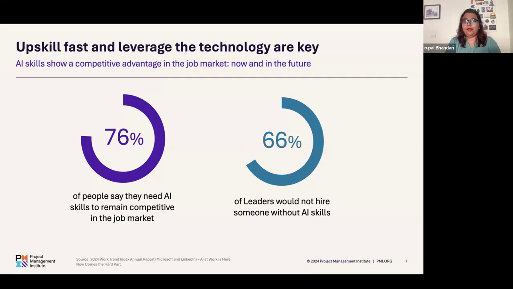And this report says that upskilling is very, very important for people in the Gen AI space today, and they are seeing that. 76% of people say they need AI skills to remain competitive in the job market today. And 66% of leaders would not hire someone without an AI skill, which is something very, very important for any professional in the workspace today, whether it is a project professional or otherwise. Hence, upskilling fast and leveraging the technology are becoming key things you need to have in the market. They're key advantages, but they're soon going to become key must-haves.